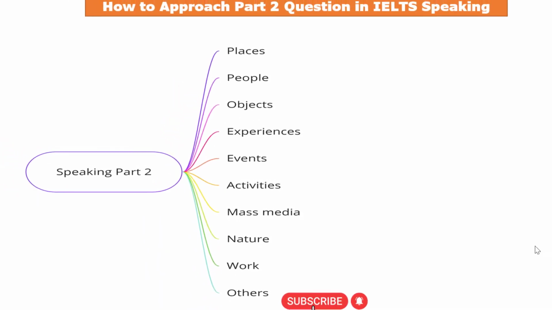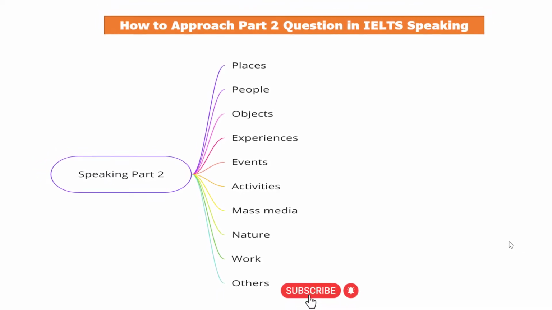The best way to prepare for IELTS Part 2 topics is to divide them into groups. In this way, you don't need to prepare a different response for each topic. The classification will also help you prepare words, phrases, and stories. These groups are places, people, objects, experiences, events, activities, mass media, nature, work, and if a topic doesn't fit into any of these groups, we classify it as others.